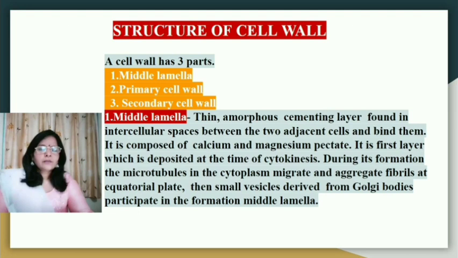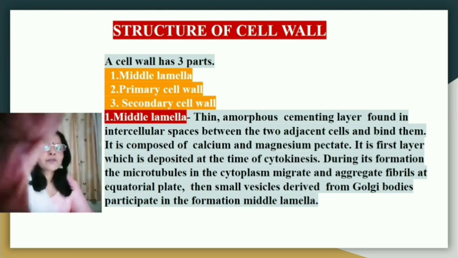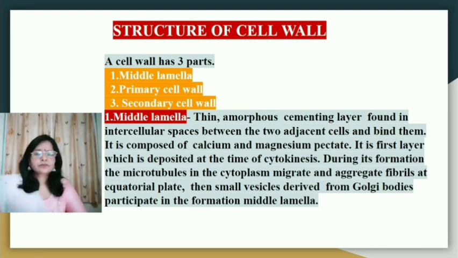Now the structure of the cell wall. A cell wall has three parts: middle lamella, primary cell wall and secondary cell wall. First, middle lamella. Middle lamella is a thin, amorphous, cementing, glue-like material which is found in the intercellular spaces between two adjacent cells and binds them. It is composed of calcium and magnesium pectate.